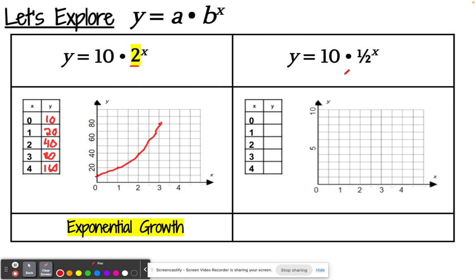Now here I have 1/2 as my factor of change. 1/2 to the 0 power is still 1 times 10 is 10. So my initial value is still this number right here. It's 10. 1/2 to the first power is half. Half of 10 is 5. 1/2 to the second power is 1/4. 1/4 of 10 is 2.5.